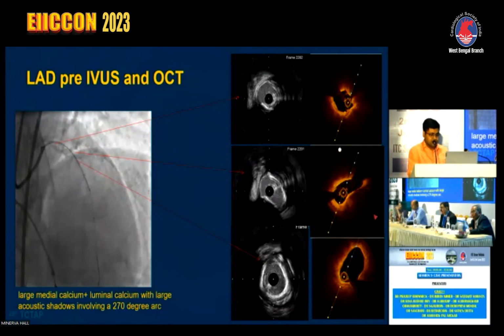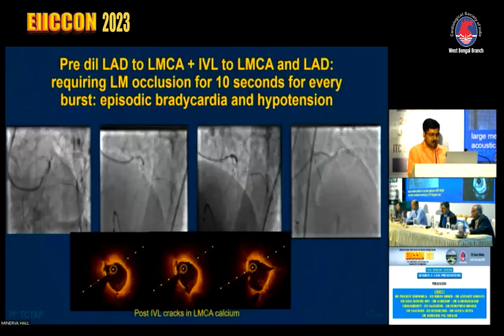So here in a left main calcification, a large lumen with so much medial calcification, we chose IVL as the procedure because we had the rotor burrs of 1.5 and 1.75, which won't even touch the calcium. So we pre-dilated LAD to LMCA with a non-compliant balloon. Then we did IVL to left main and also LAD. And as there was occlusion for 10 seconds for 8 cycles, the patient had episodic bradycardia as well as hypertension.